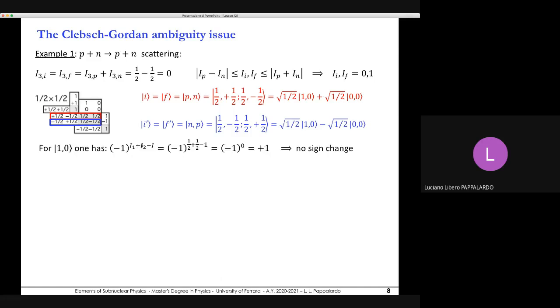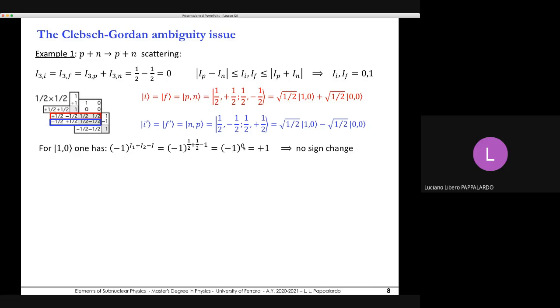Let me remind you that the coefficient we have to calculate is this one from the previous general phase relation. So for the 1, 0 case, we have 1/2 for I1 plus 1/2 for I2, and then we have 1 because it's 0.